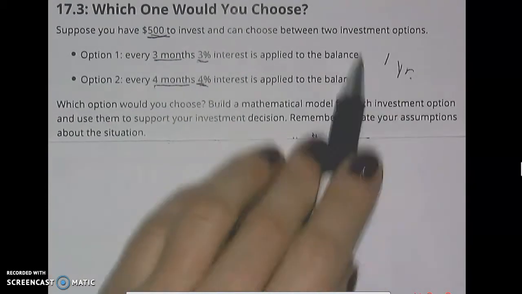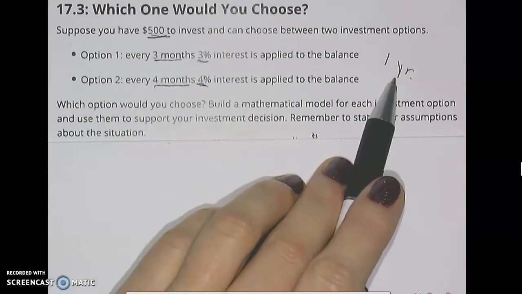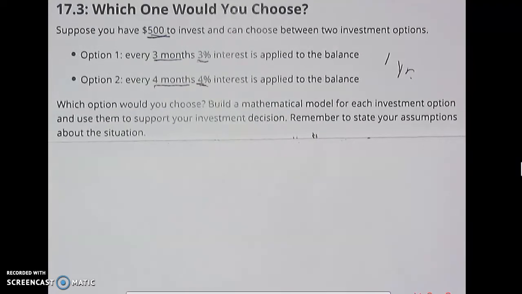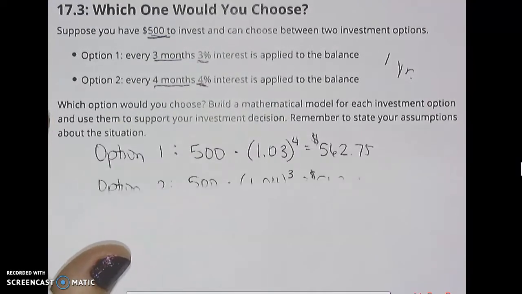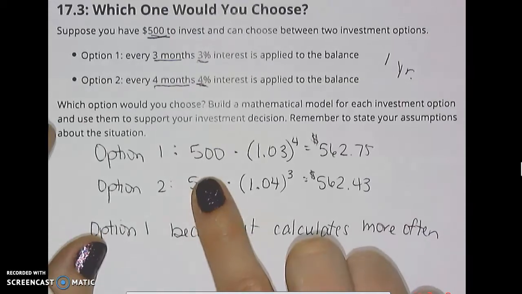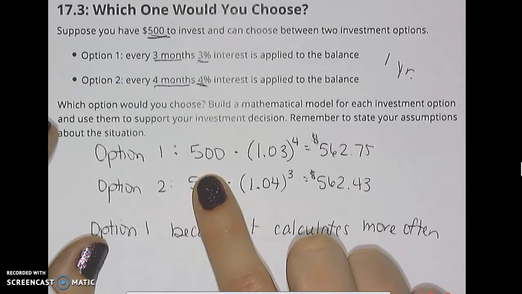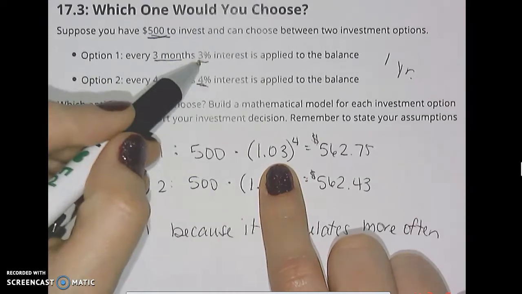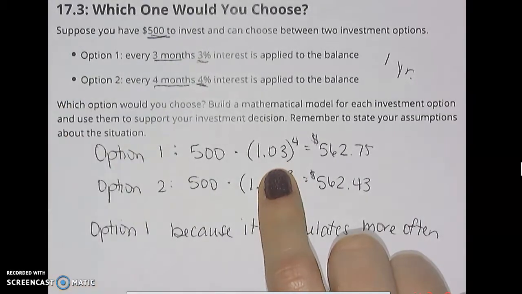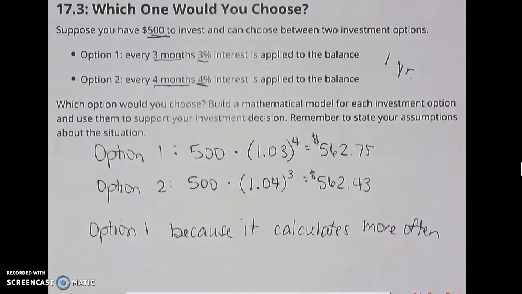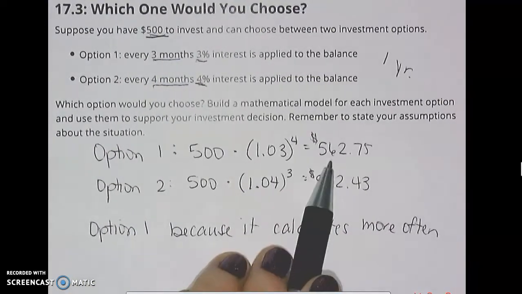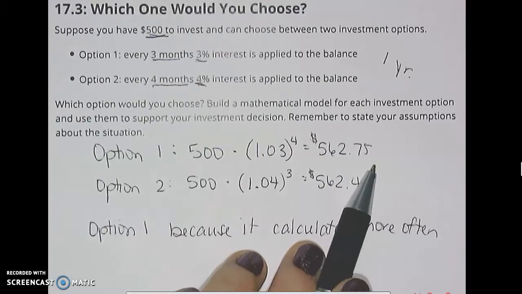Okay, and let's focus just on 1 year. In 1 year's time, what would I want? Okay, so for option 1, we would take our initial balance of $500. It is 3%, so we would move that over and get 1.03. And if we're compounding interest every 3 months, that happens 4 times a year, so we would have $562.75.